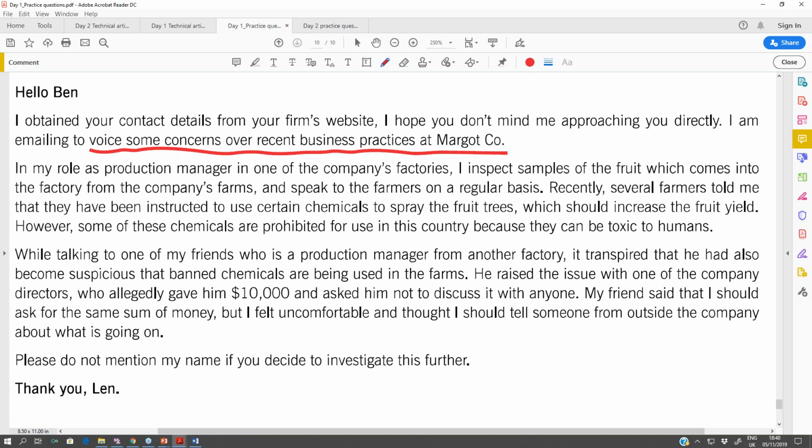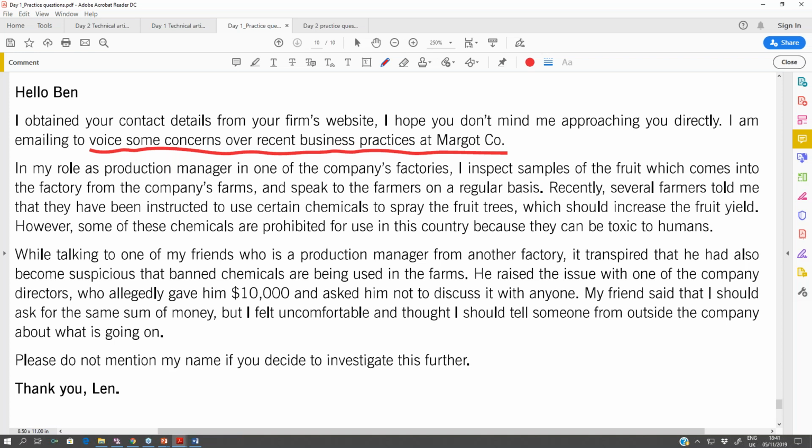"In my role as the production manager in one of the company's factories, I inspect samples of fruits which come into the factory from the company's farm and speak to the farmers on a regular basis. Recently, several farmers told me that they have been instructed to use chemicals to spray the fruit trees, which should increase the fruit yield. However, some of these chemicals are prohibited for use in this country because they can be toxic to humans." Now, that's the big problem.